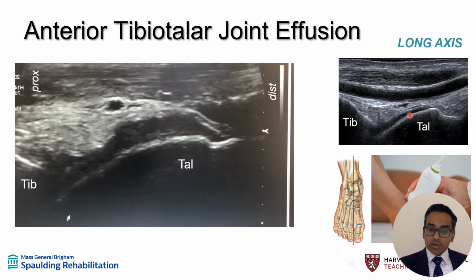One area of the cartilage looks nice and normal here, but as you move further medially, you see increased hypoechoic signal here, consistent with an ankle effusion. And so when there's an acute ankle effusion after a fall or a trauma like this, it makes us a little more suspicious that there's something wrong in the joint itself.